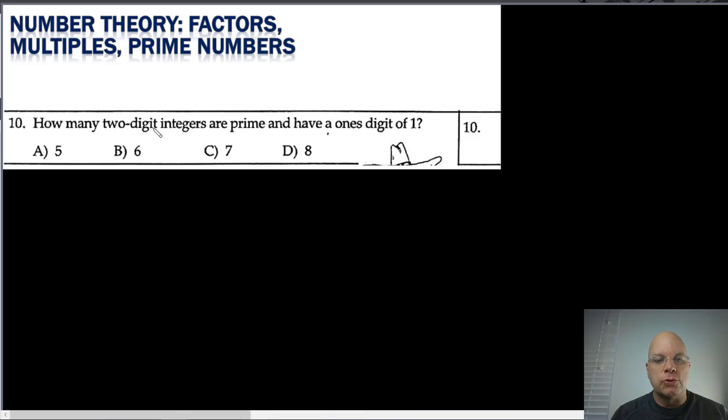Number 10: how many two-digit integers are prime and have a ones digit of 1? I think I'm going to list them, since there aren't all that many two-digit integers with a ones digit of 1. There's 11, 21, 31, 41, 51, 61, 71, 81, 91. I know 11 is prime, so that's one of them.